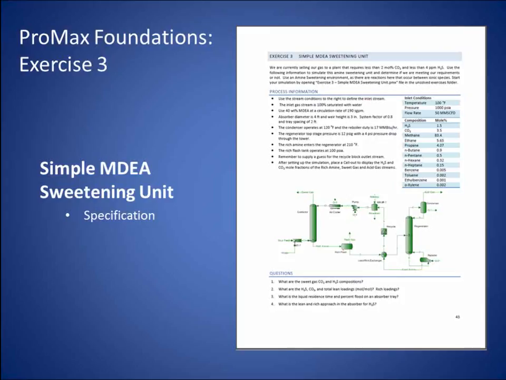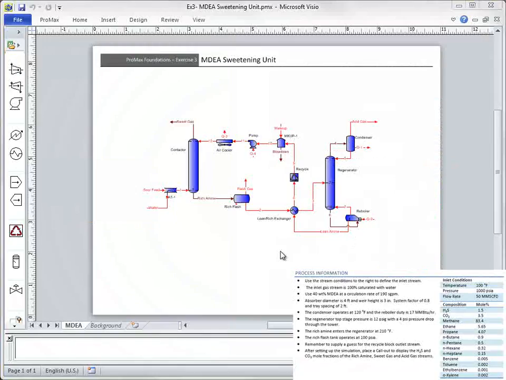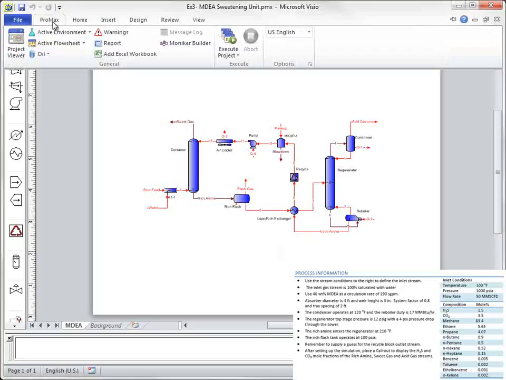The third exercise in the ProMax Foundations course covers a simple MDEA sweetening unit. The goal is to reduce the acid gas content in the inlet sour feed to less than 2 mole percent carbon dioxide and less than 4 parts per million hydrogen sulfide using a 40% MDEA solution. To start, let's set the environment.